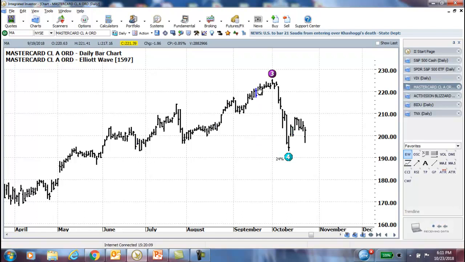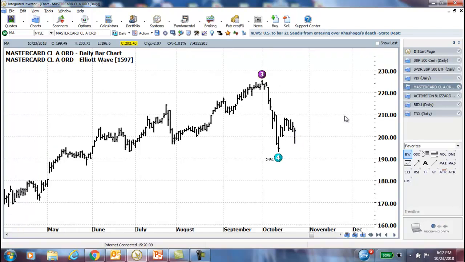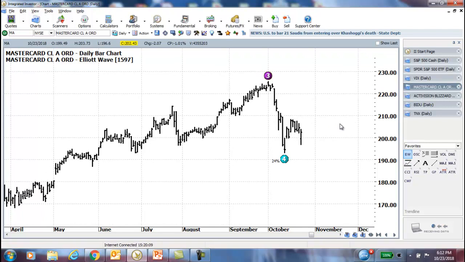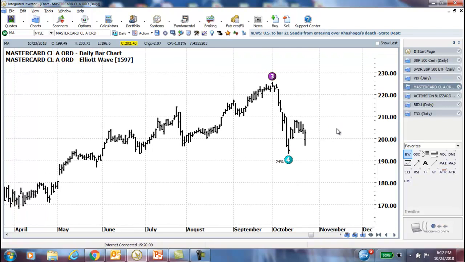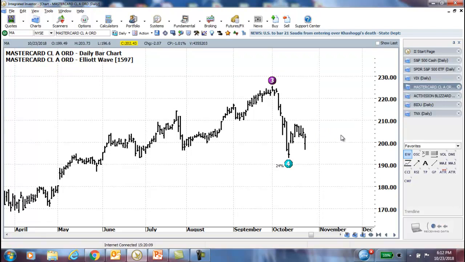And MasterCard's been in this very strong wave 3. As you can see, it did go into the wave 4 correction, but even into today's downward move, unlike the market itself that broke that wave 4 low, MasterCard did not. So this upward pattern is still in place. So that's what we do. We trade the technicals, we trade the patterns, we don't trade what we think is going to happen. We trust the Elliott Wave signals that have been so good to us for the entire year.